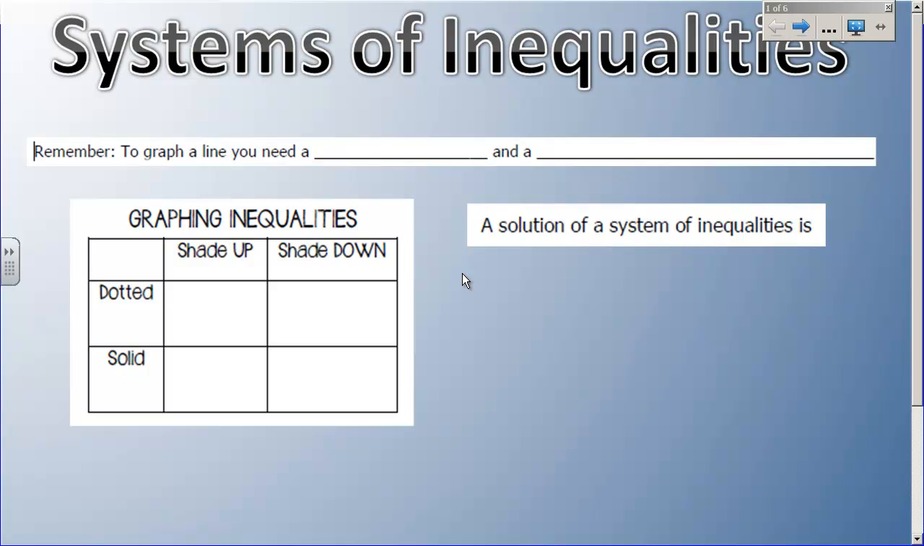So now let's talk about systems of inequalities. We have done inequalities before. We did one where we graphed an inequality and that was it. So let's review a few things first just to make sure we all remember.